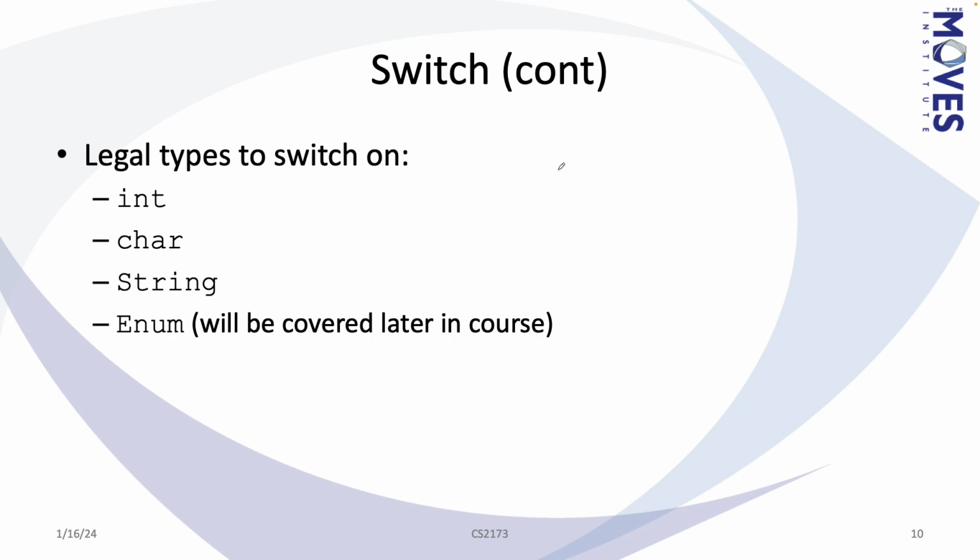Okay, so what can we switch on? There are only 4 things that we can switch on. You can't switch on an arbitrary thing. We can switch on ints. You can't switch on doubles. We can't even switch on booleans. It would be nice to switch on booleans, but we can't.